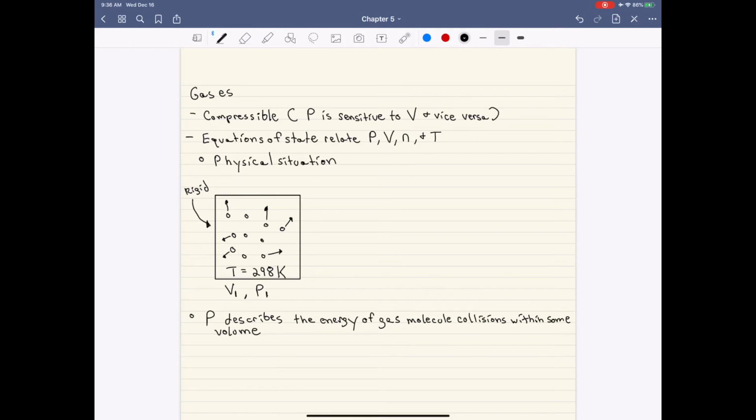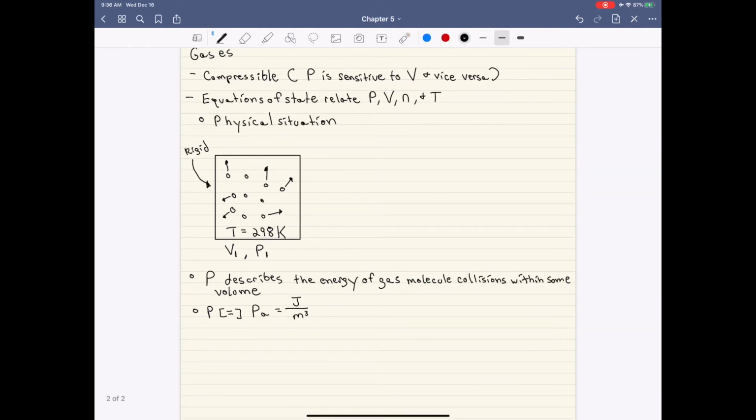Because if you even just look at the units of pressure, right? Typically we describe pressure in pascals, but if we break down a pascal, all a pascal is a joule per meter cubed, right? Where joule is a unit of energy and meter cubed is volume, right? And so with pressure, what it's describing is the energy of gas molecule collisions within some unit volume, okay?